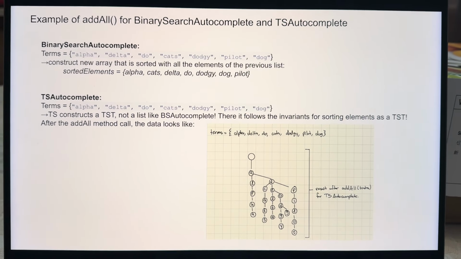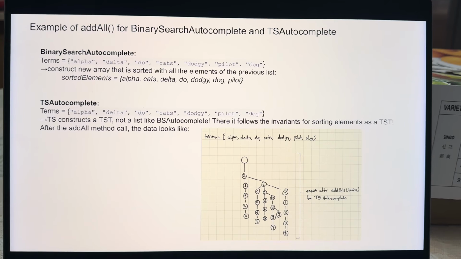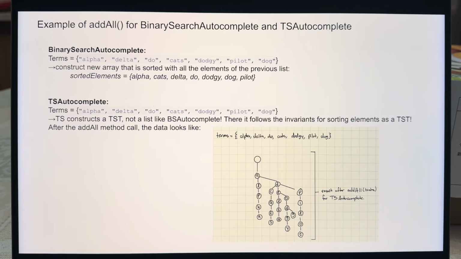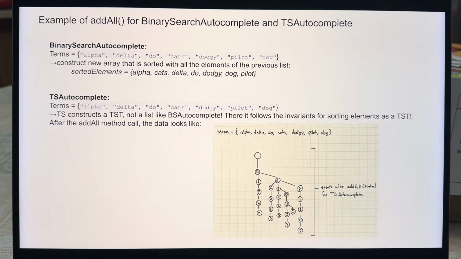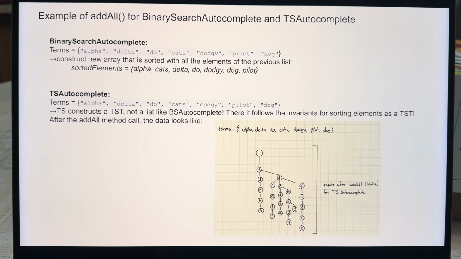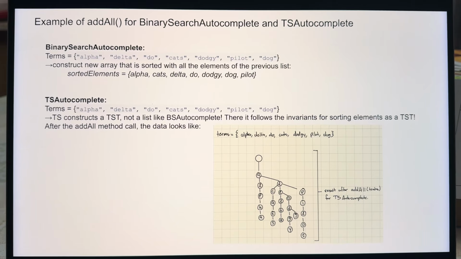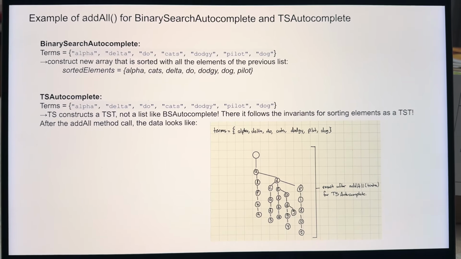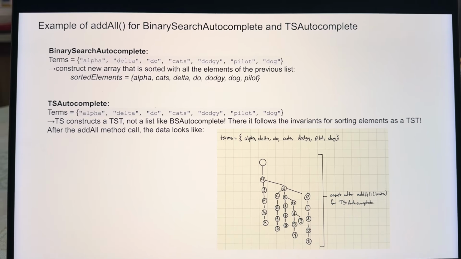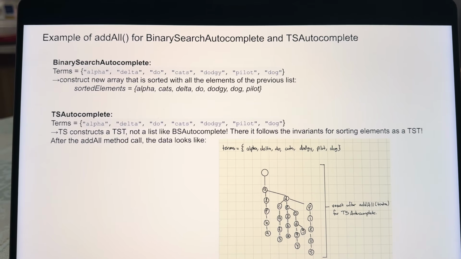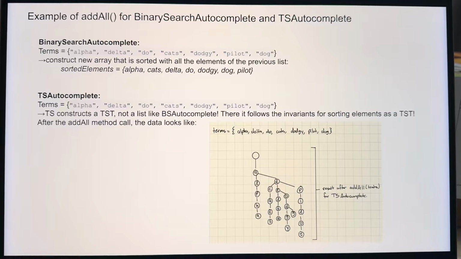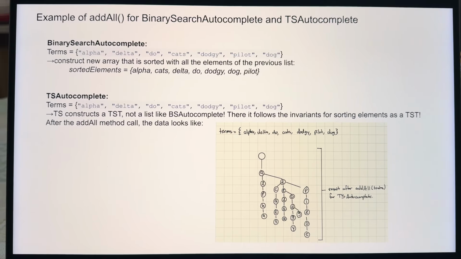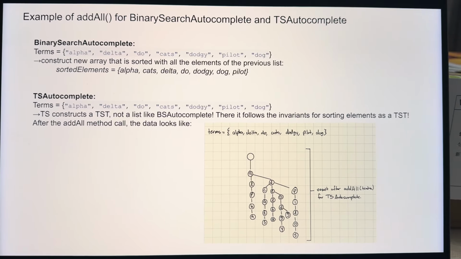AutoComplete. So the first thing we're going to do is show the output examples of add all for both the binary and ternary search autocomplete implementations. Given a list of terms, when we put them through add all with the binary search, the result is a sorted array of strings. This is because binary search trees utilize binary search, so that's why we need to sort them.